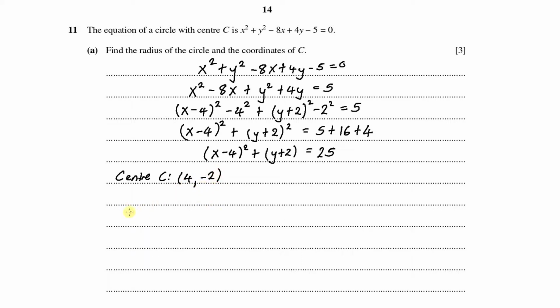And as for the radius of the circle, it will simply be the square root of 25. So that's root 25, and it comes out as a 5. So these are our answers. Coordinates of the center and the radius is 5. And that's it for part A.